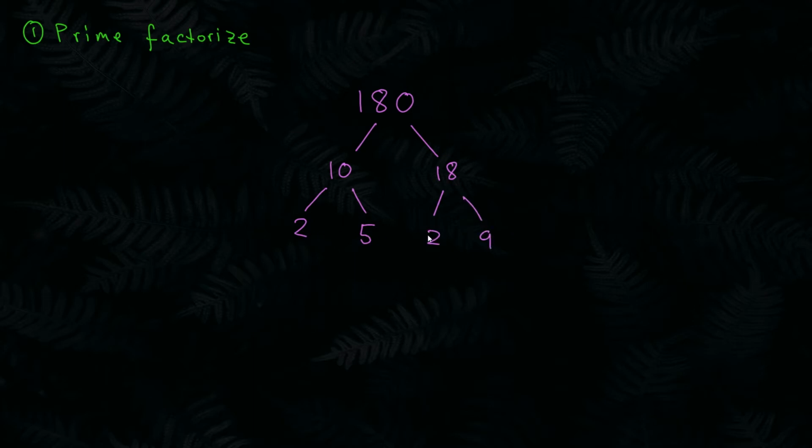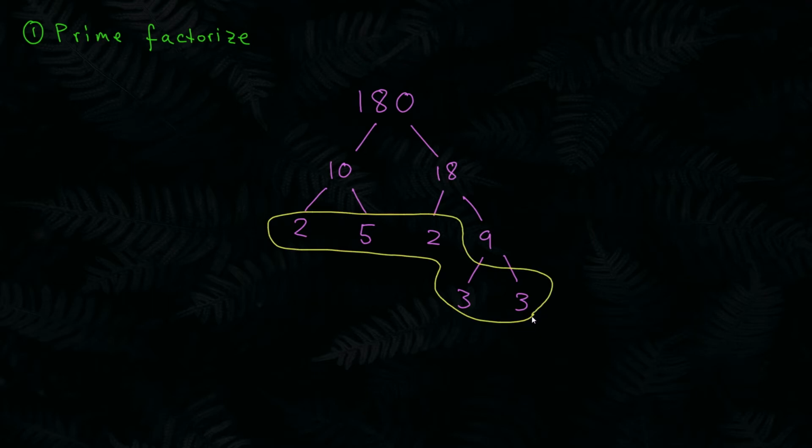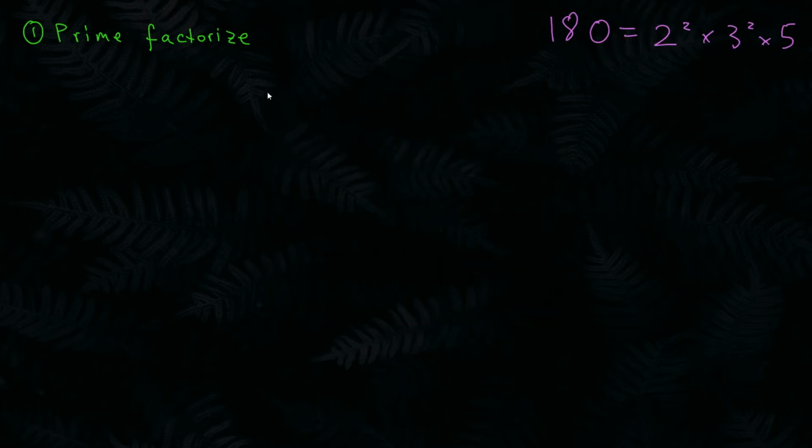And all of these are prime except for 9, so we'll just break that down a little further, and there we have it. Because all of these bottommost nodes are prime numbers, that means we're done. So we can write 180 equals 2 times 2, so that's 2 squared, times 3 times 3, times 5. So for step 2, we're going to use this. We can get rid of everything else.